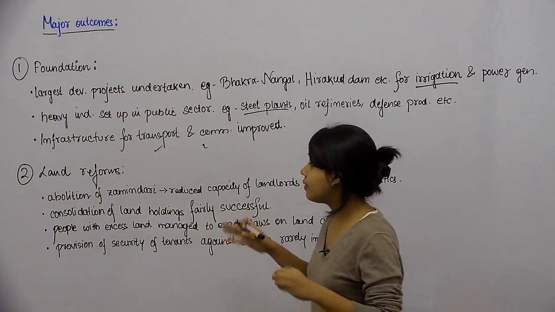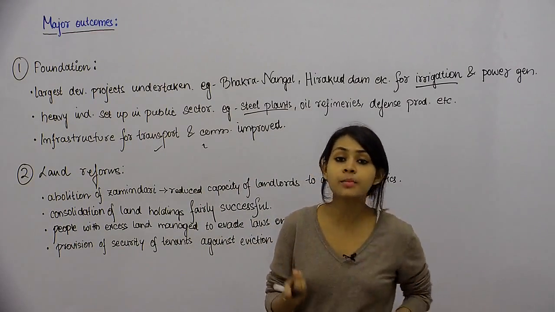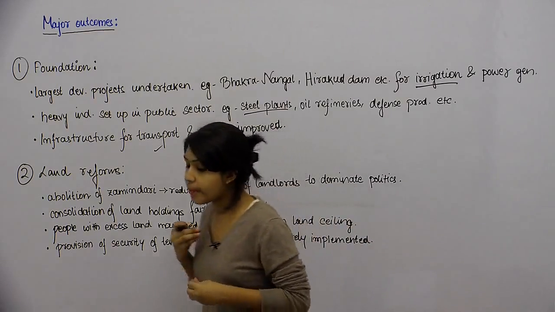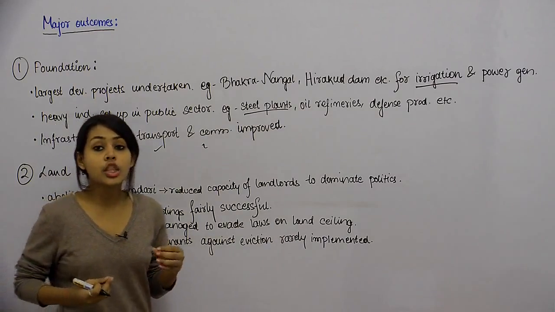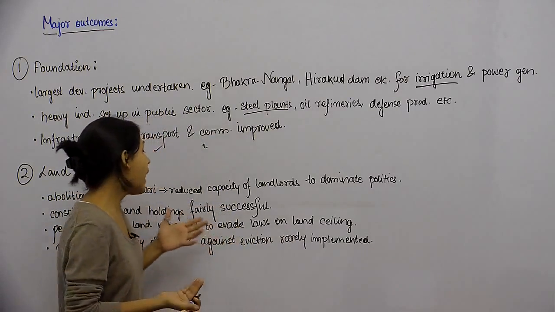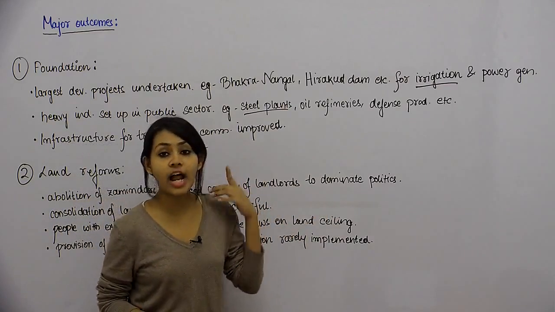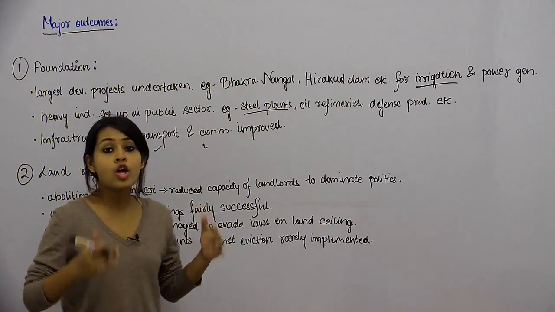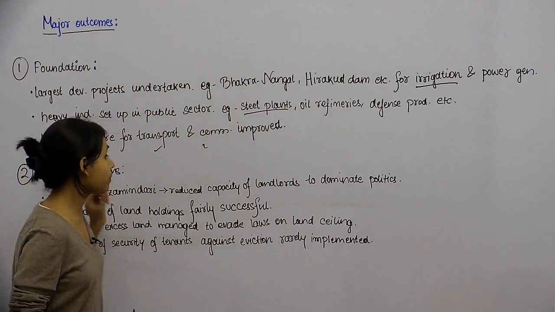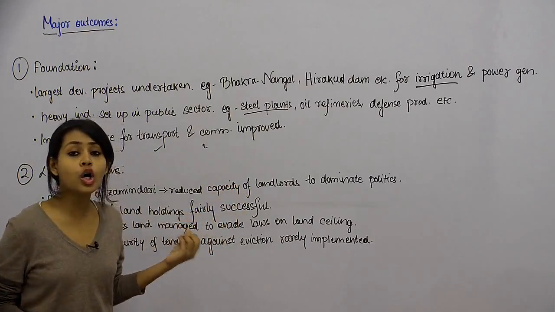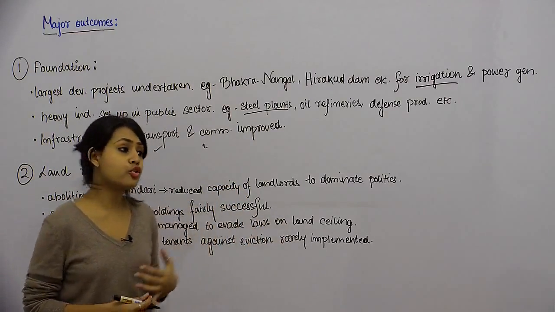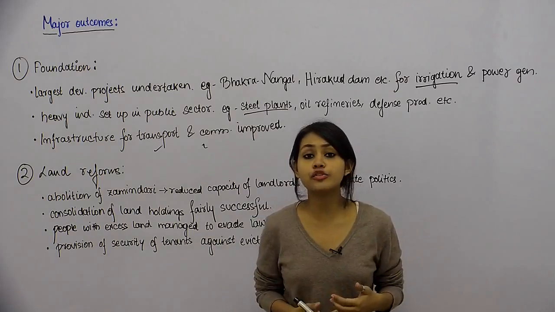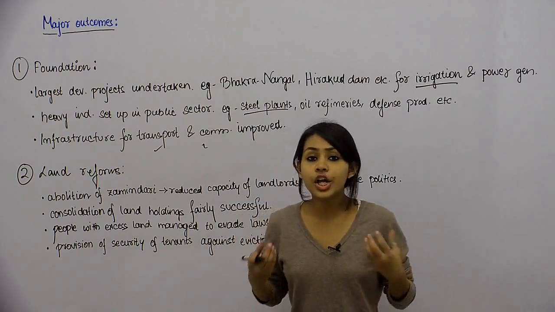First of all, the zamindari was abolished. The system or the practice of zamindari was successfully abolished, and because the concept of zamindars fell away, it helped to reduce the capacity of landlords to dominate politics, because they were no longer zamindars and they actually lost their position of importance. These people were no longer politically influential anymore. And also it helped to free the land from the clutches of people who were barely interested in agriculture.